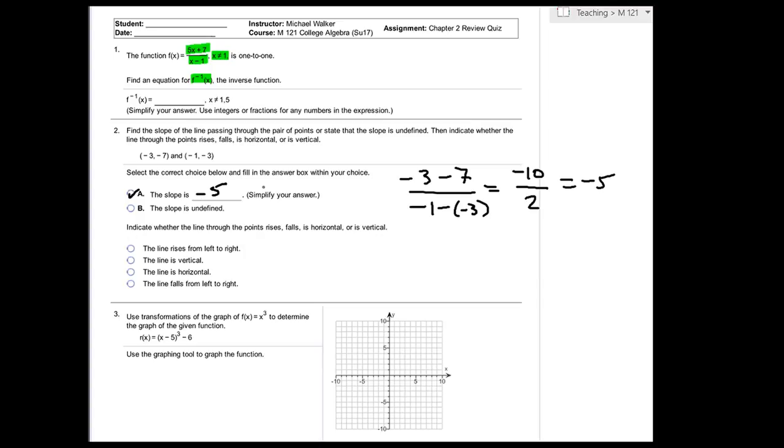And does the line rise, fall, horizontal, vertical, what? Well, this negative slope is decreasing, so it starts up here really high, and it's going to go downward. F of x goes down as x goes up. So the line falls from left to right. Okay.